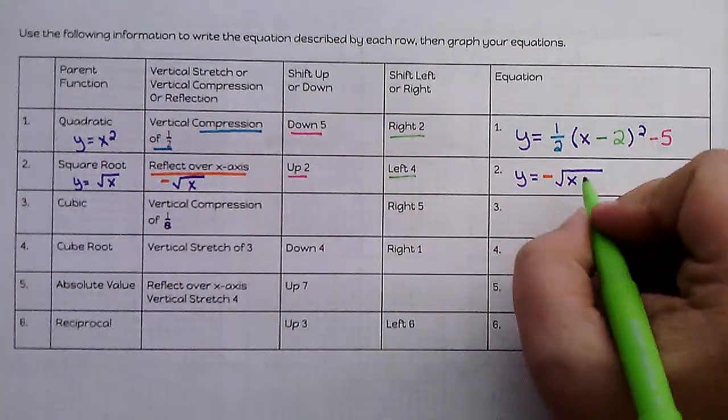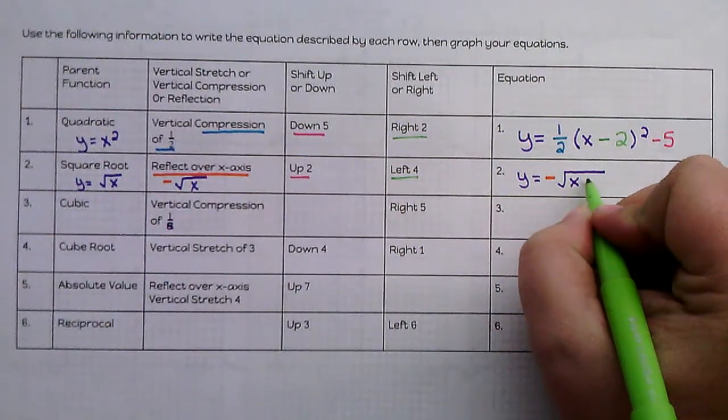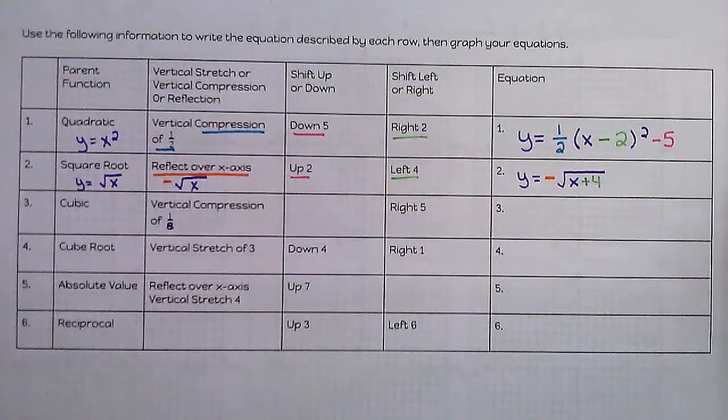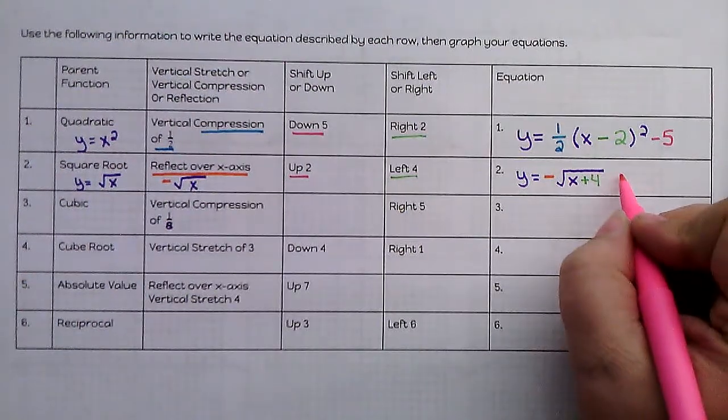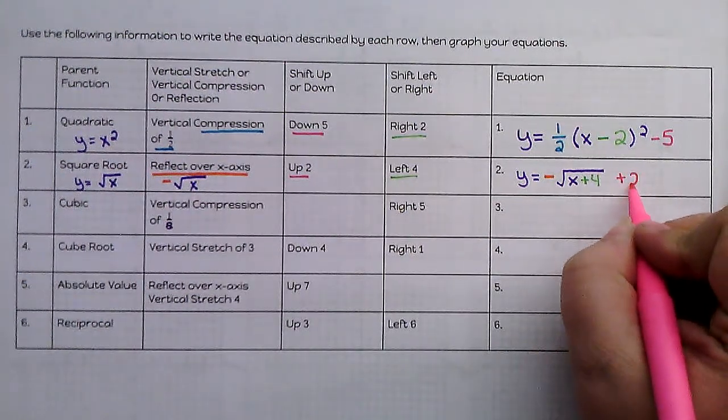We're going left. So opposite of what you would expect. Left is a negative direction, so opposite would be plus our 4. And then here we have up 2. This one is outside the radical, and it does what it says, so plus 2.